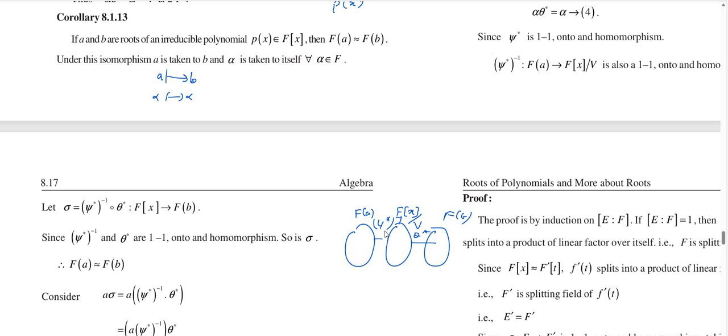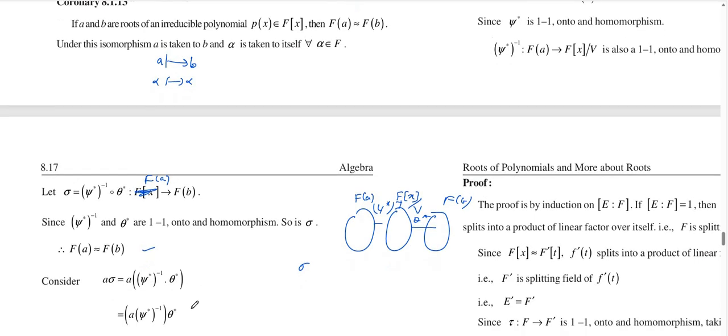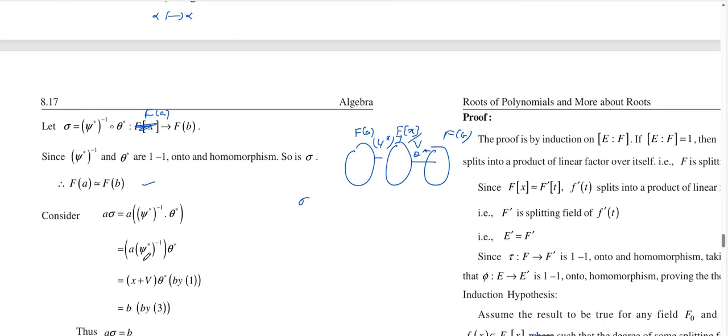So any element, when you consider the composition to be say sigma, then it will be a mapping from F(a) to F(b). Both of them are one-to-one onto, so the sigma is also one-to-one onto and homomorphism also, and therefore F(a) is isomorphic to F(b). And when you consider a sigma, it should be taken to b. So a sigma will be ψ star inverse composition theta star. So that is nothing but a is taken to x plus V, and that is in turn taken to b.